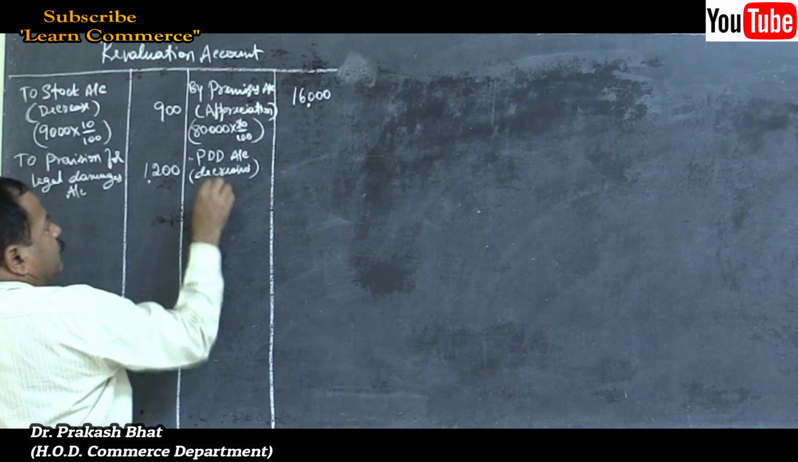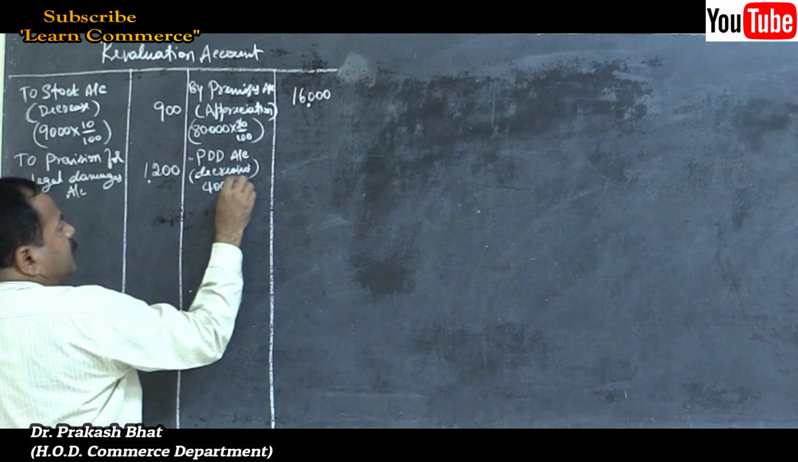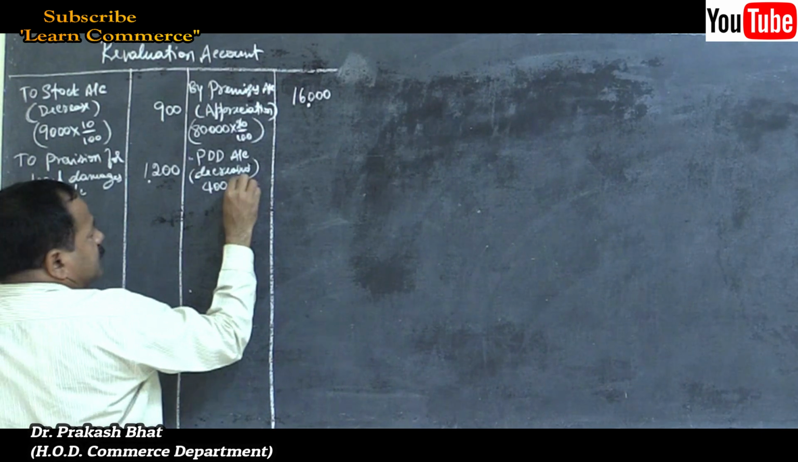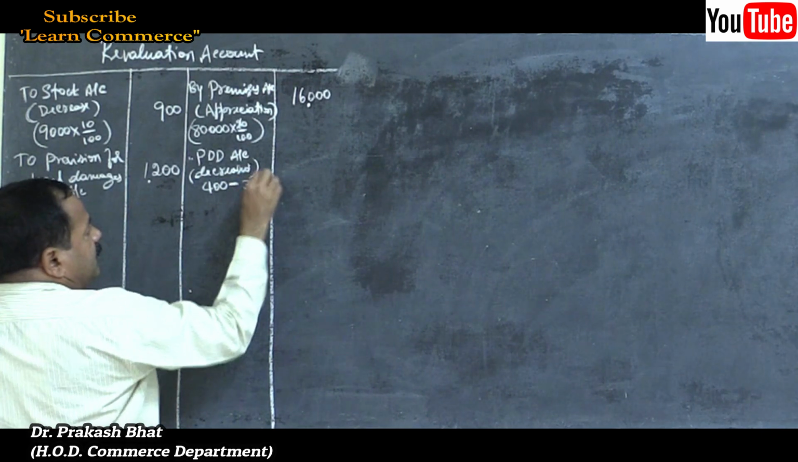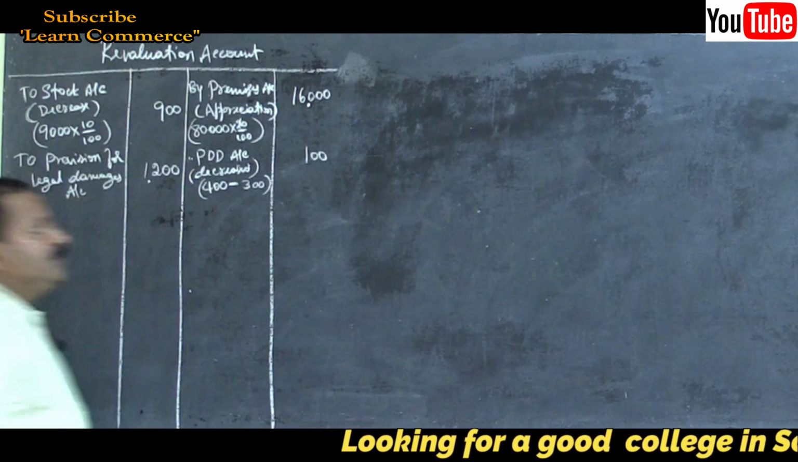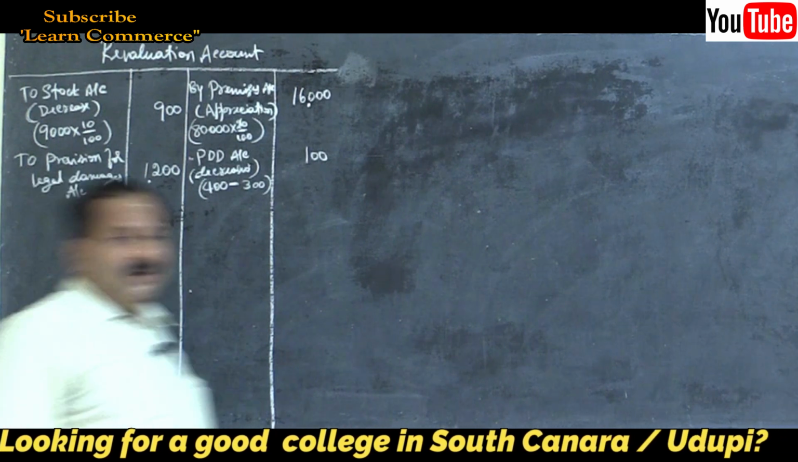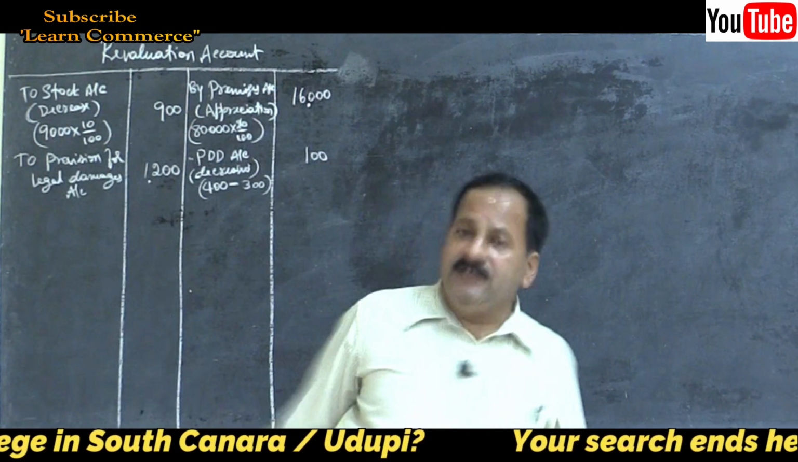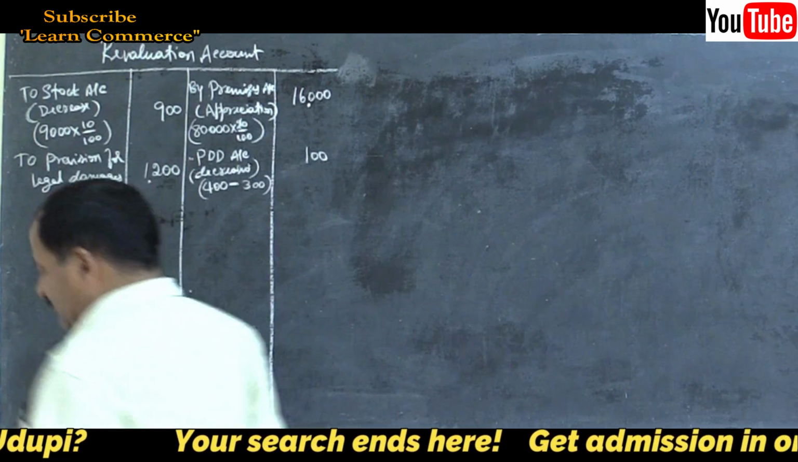That is 400 already appearing. They told us to maintain at 5%, so it will become 300. So 100 rupees profit to the business. Provision decreased and the asset value increased is an income or profit to the business.